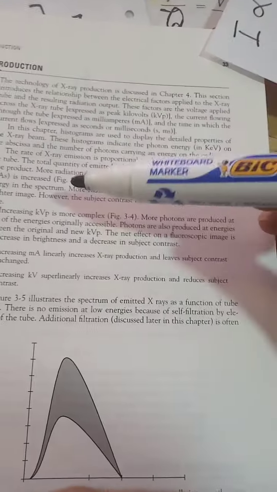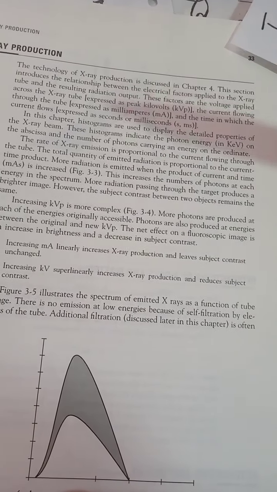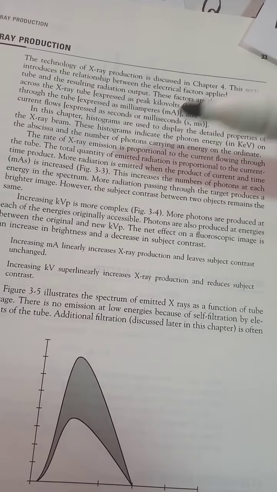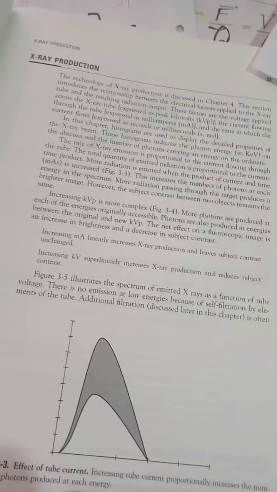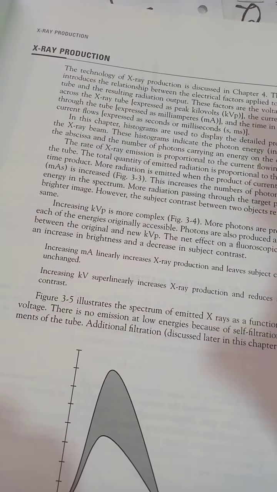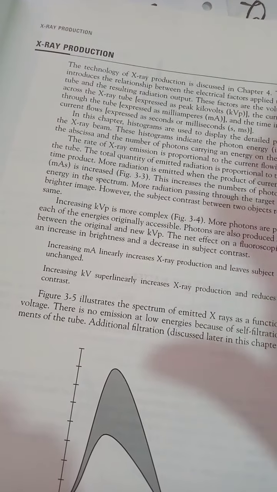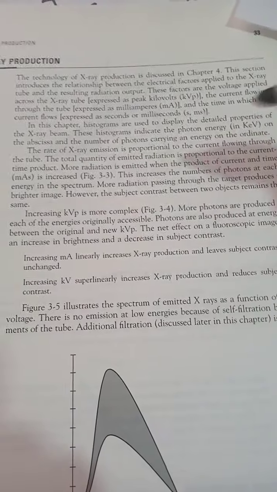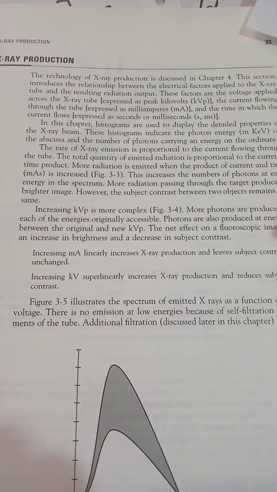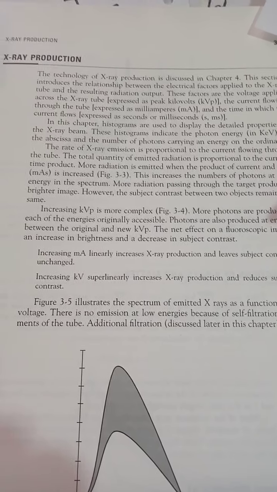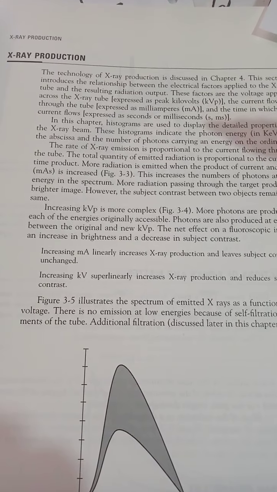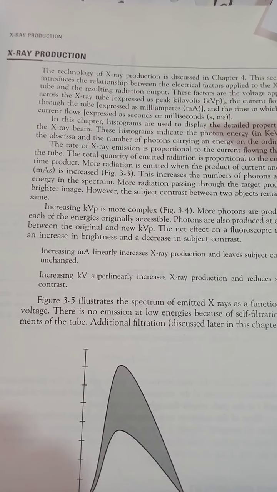Now, increasing the kilovoltage produces more X-rays. However, the subject contrast between the two objects remains the same. Contrast is not the same as intensity. Contrast is a property of resolution. Resolution is independent of intensity, linked to it but independent. Increasing the potential is more complex, because more photons are produced at each of the energies originally accessible. Photons are also produced at energies between the original and the new kilovolt. And the net effect on the fluoroscopic image is an increase in the brightness and a decrease in the contrast.